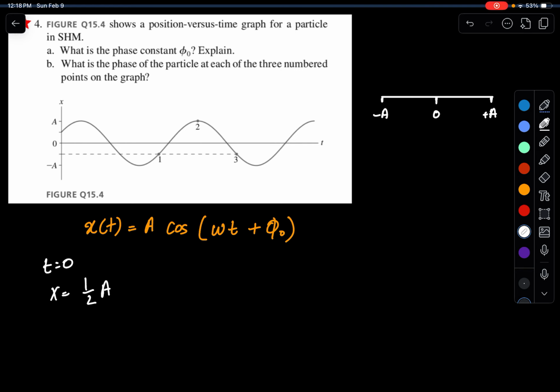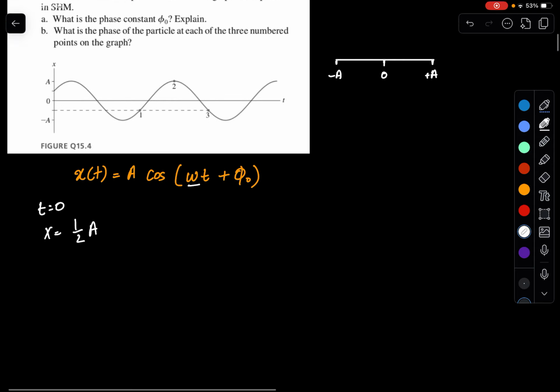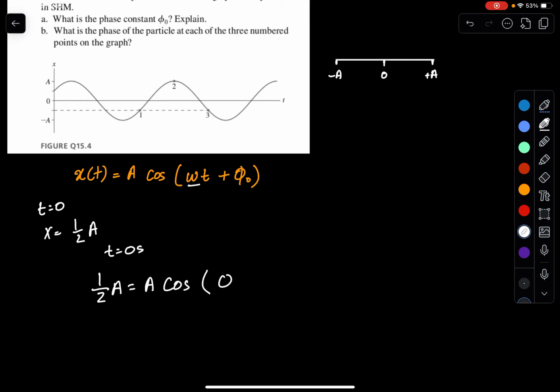And for this problem, we don't need to find omega because at time 0, anything multiplied by 0 is going to be 0, so we are not going to bother ourselves to find omega here, and also the question didn't ask us to do it. So at time equals 0 second, x is half of amplitude, equal to amplitude itself times cosine of phase constant.